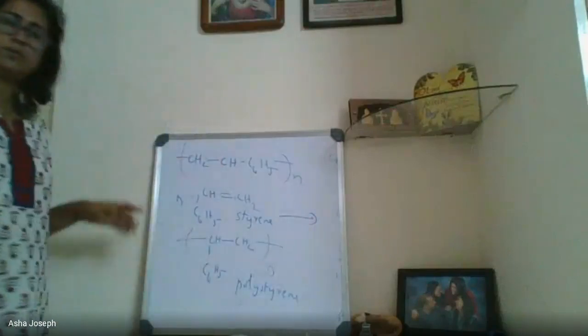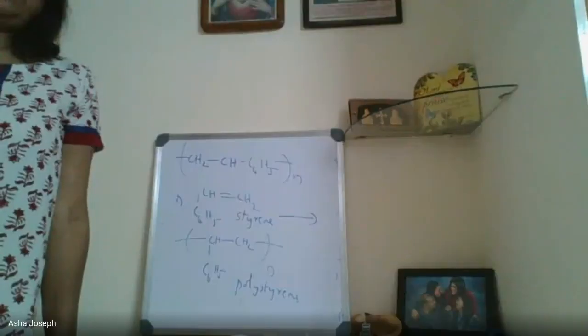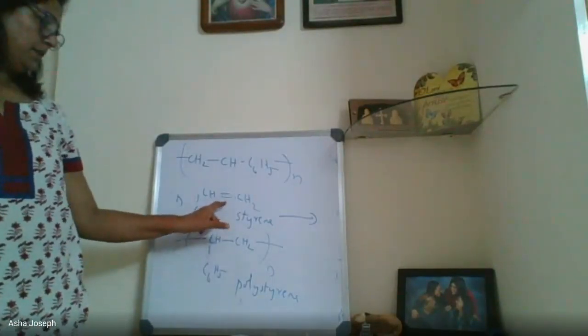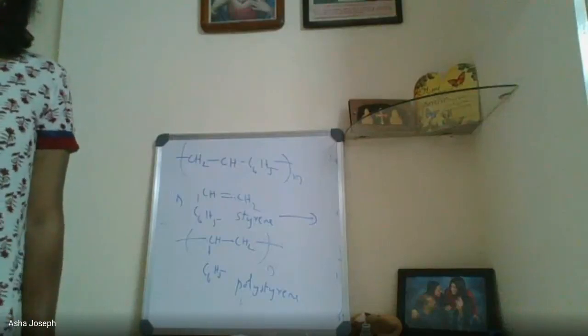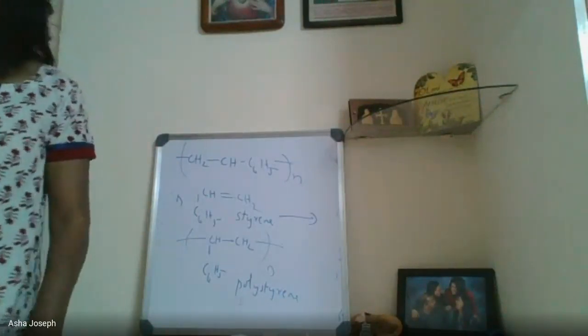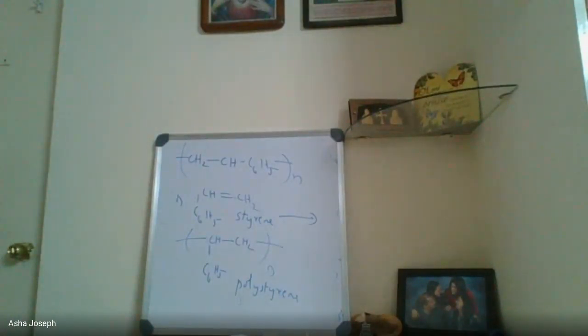You can write it down. You understood? Yes, ma'am. Okay, all of you write it down. The polymer given is polystyrene. The monomer is styrene. Written?